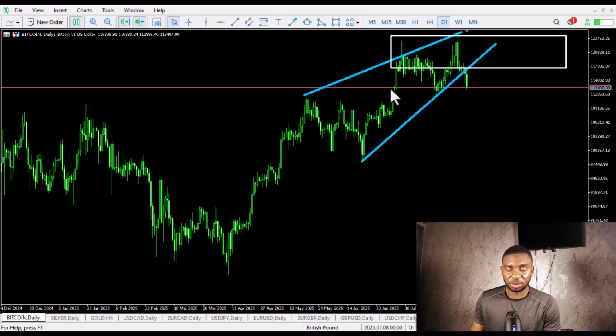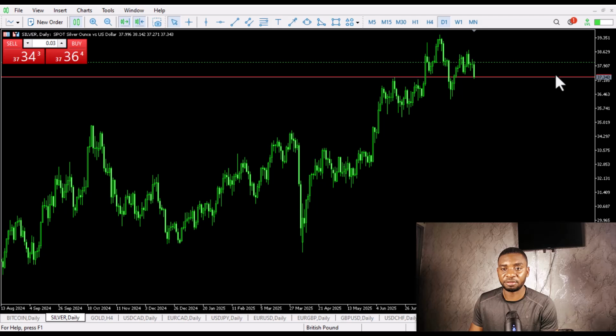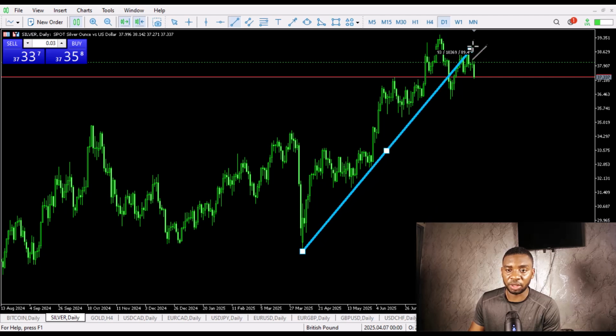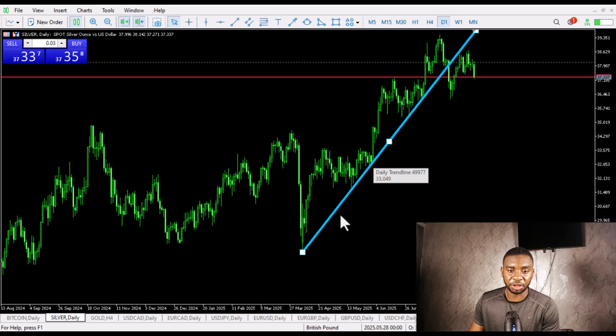The second pair I want us to look at is silver. So here is silver. I sold this yesterday after I shared the setup. I sold at this point, and as it is now, I'm in profit. If you look at it from this swing low here, you mark all the way down here, you can see there was a touch here, there was a rejection here, and after that you can see this candle that broke through.